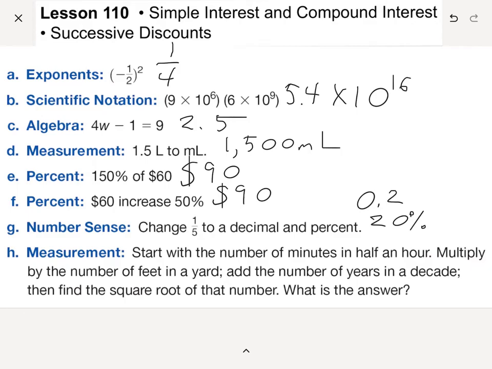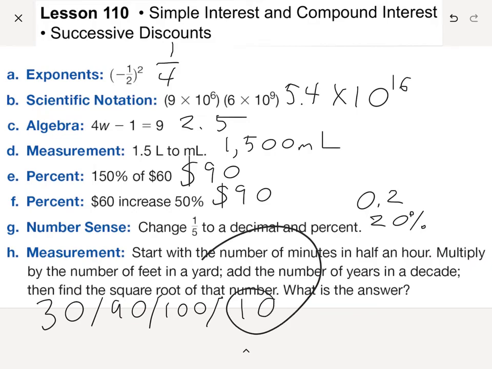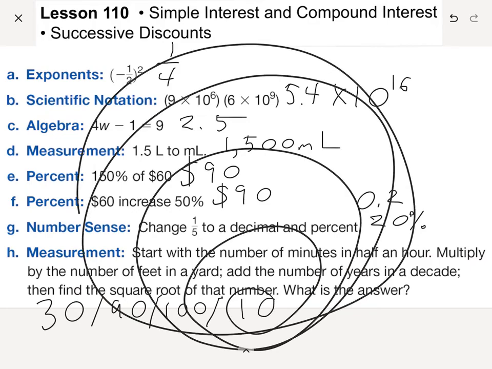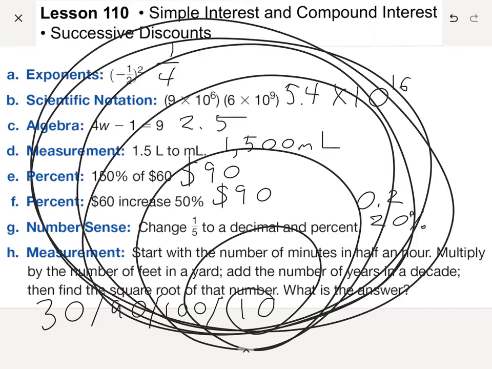Alright, so start with the number of minutes in half an hour. Multiply by the number of feet in a yard. Add the number of years in a decade. That's kind of fun. A little mathematical riddle, keeps us on our toes. Then find the square root of that number. It's 10. That was really hard. I couldn't solve it. Yeah, that was pretty simple.